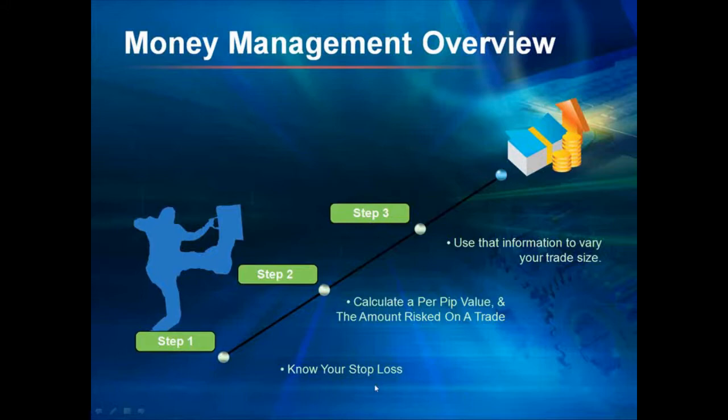We're going to simply take the stop loss for your trade. We're going to take a per pip value and the amount that you risk on the trade. We can calculate that from your stop loss. And we're going to use that information to vary your trade size and ensure that you're risking the correct amount for your current account balance. So it's not a difficult money management system, but it is going to protect you from large account drawdowns.